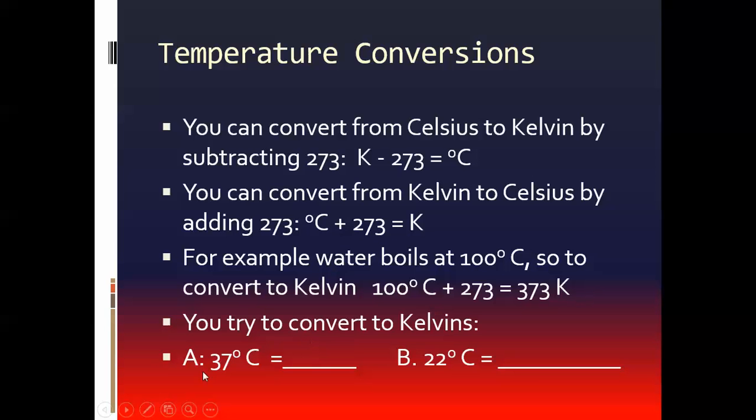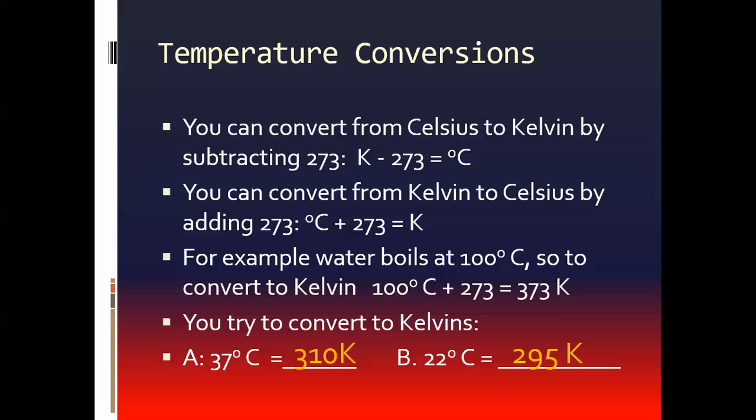So let's try to convert to kelvins on your sheets. For the other example, 22 plus 273, and you should get 295 kelvins. You also need to know how to work this in reverse. So I'm going to leave you with some practice problems on working it in reverse, which would just be, if I give it to you in kelvins, subtract 273 to find Celsius.